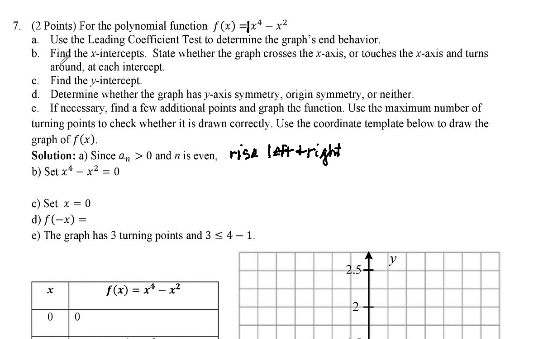And then for part B here, x-intercepts. So you want to set y equals 0. So this whole thing is y, so we set that whole thing equals 0. We have a common x squared that we can factor out of there. X squared will be left here, and just 1 is left there, negative 1.